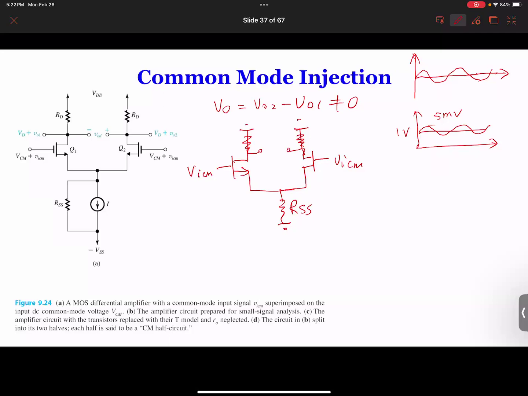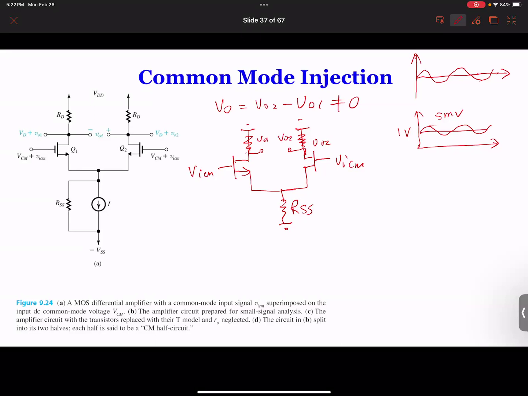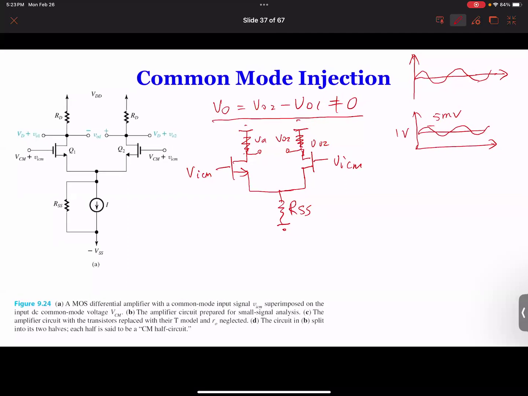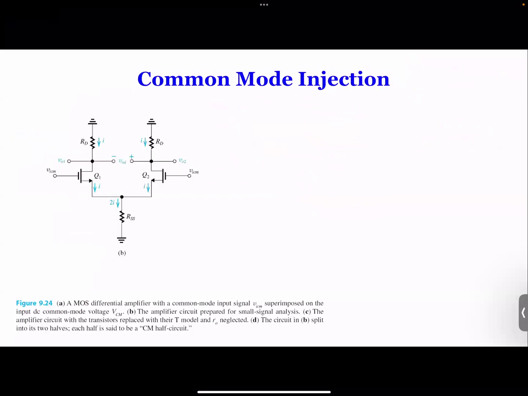So now we can look at the output over here. We call this one VO1, VO2, and then, of course, VO is still VO2 minus VO1. But as we said before, if everything is considered identical, the actual output will be 0. So we're going to first derive the expression of the gain, and then we're going to look at what happens when the parameters are not matched. Okay, so this is the equivalent circuit that we drew earlier.